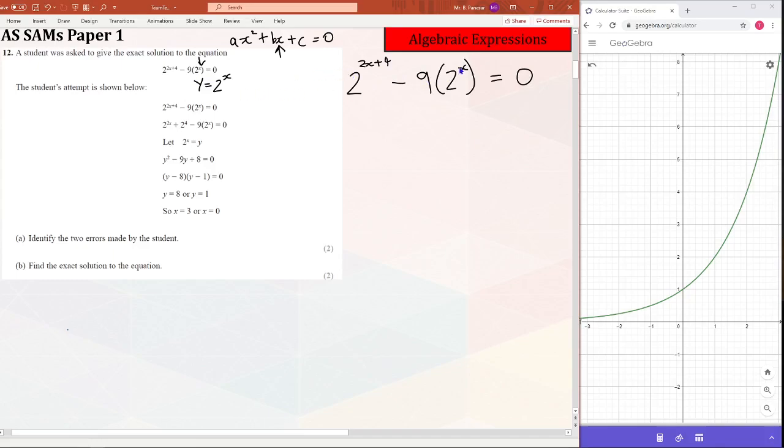So I've got 2 to the power of x here, that's fine. The question is basically testing whether you can actually deal with this term and rewrite it in the form of 2 to the power of x. So let's deal with this now. I'm going to use a different color pen.